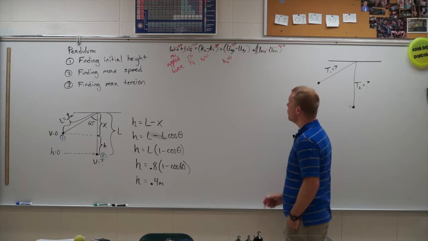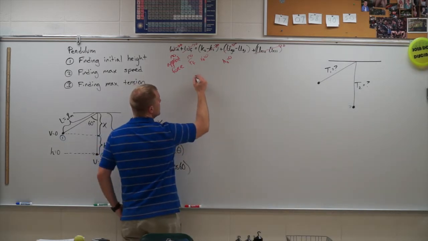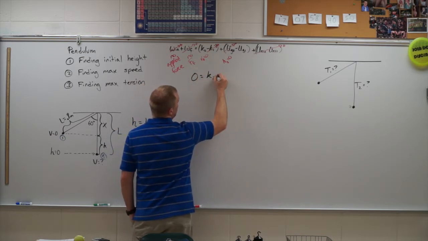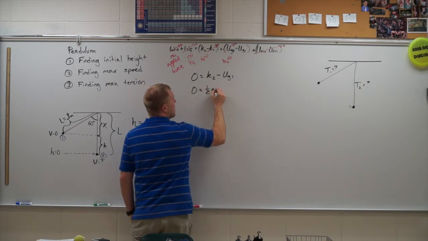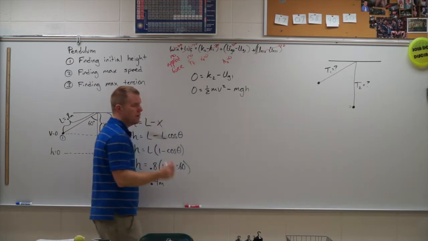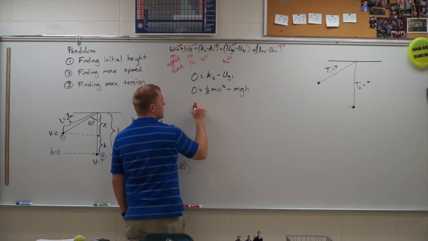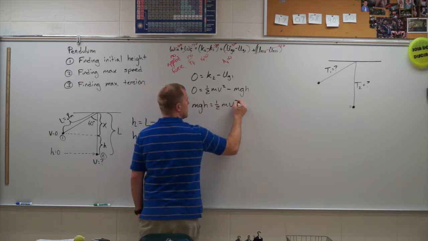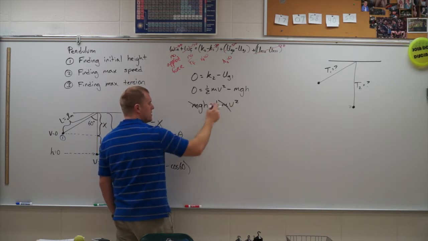Okay. So my equation narrows down pretty quick here to 0 is equal to K2 minus UG1. So I have 0 is equal to 1/2 mv squared minus mgh. And we are solving for v, so let's move that mgh over to the other side. So I have mgh equals 1/2 mv squared. Yes, your m's do cancel. Multiply the 2 over, and then take the square root.